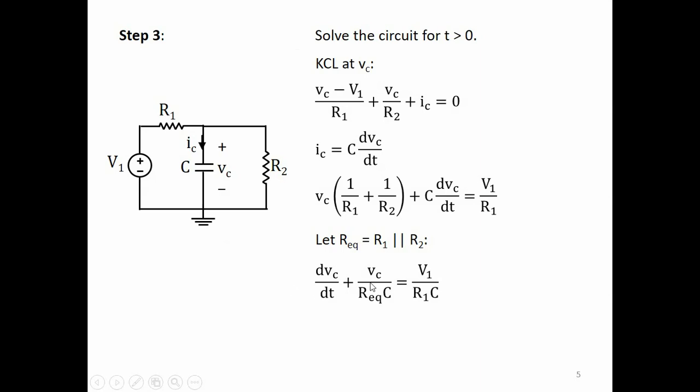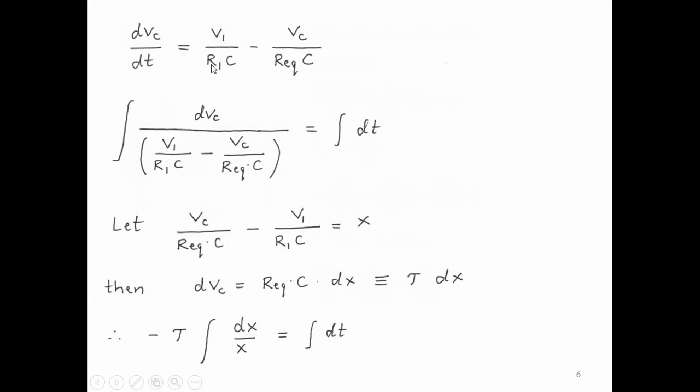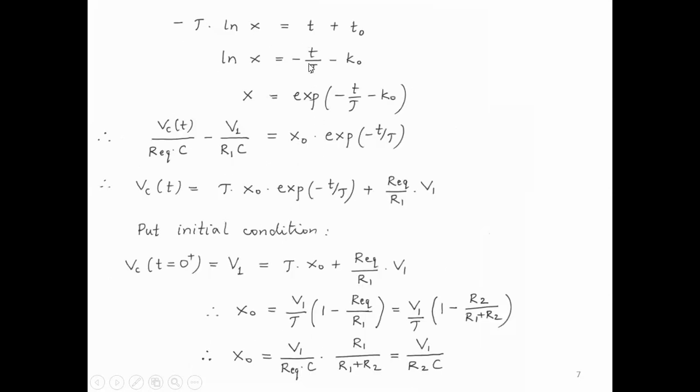Here is one way. You take the Vc by Req on the other side, and then you do separation of variables. So you bring everything with Vc on one side, dt on the other side. You integrate. In order to integrate, you substitute this with x, and then so on, and you will get Vc as something where x0 is the integration constant.